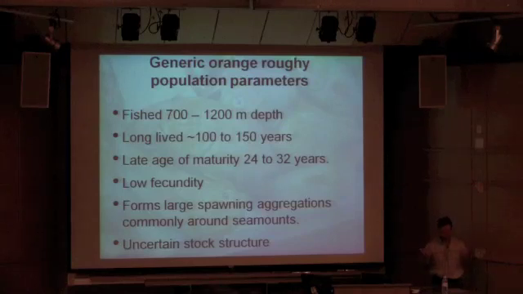They have low fecundity, very large egg sizes though, and they form very large spawning aggregations. They're a batch spawner. And everywhere you work on them, they have uncertain stock structure. I'm not quite sure what the stock structure is.